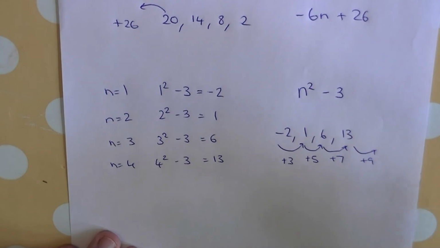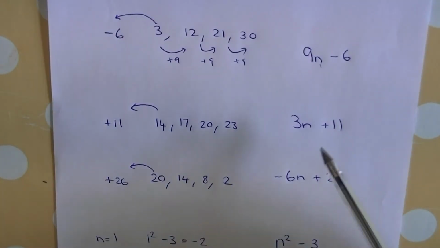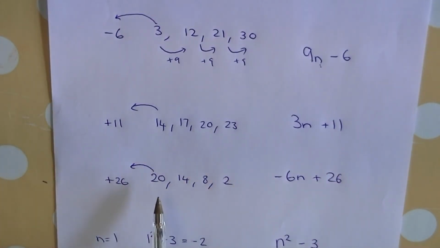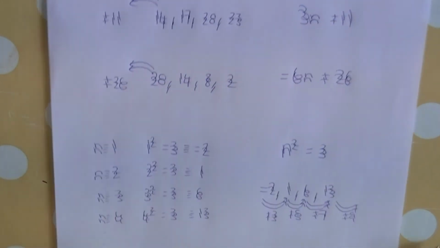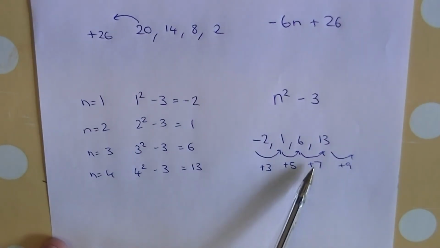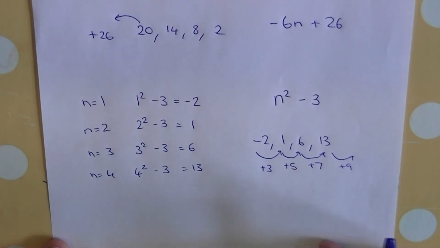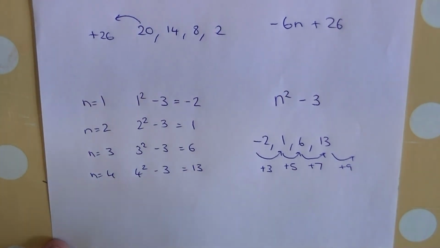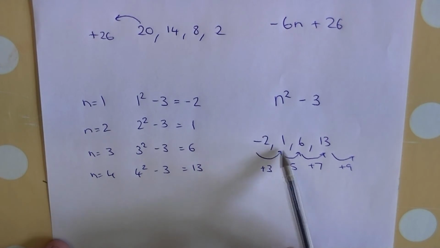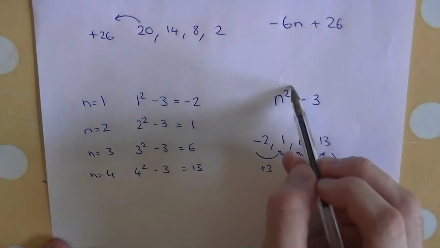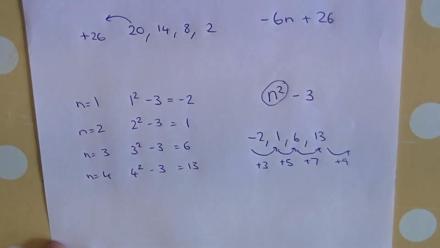Now, it's more rare than this, okay? But they could ask you for the nth term of a sequence that goes up by a different amount each time. Something like this one. Okay, so let's have a look at how we would approach it. Now, the reason it jumps in values like add 3, add 5, add 7, and so on is because of this n squared. That's what causes this to happen.